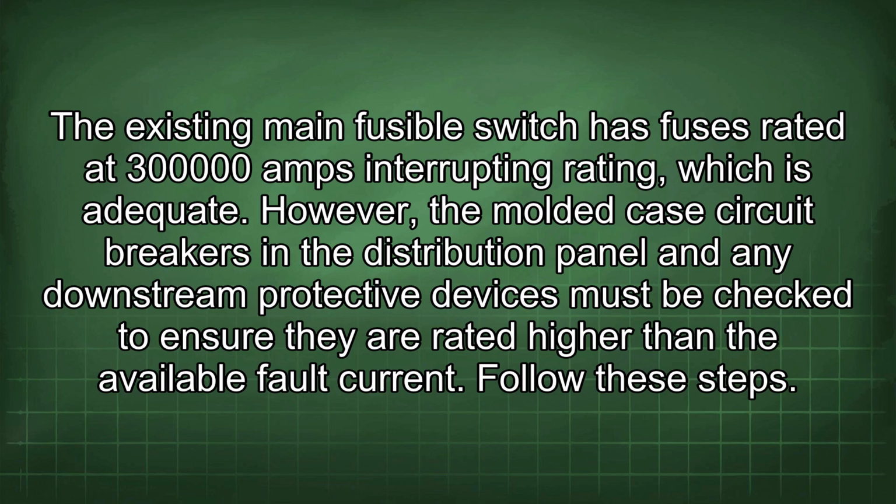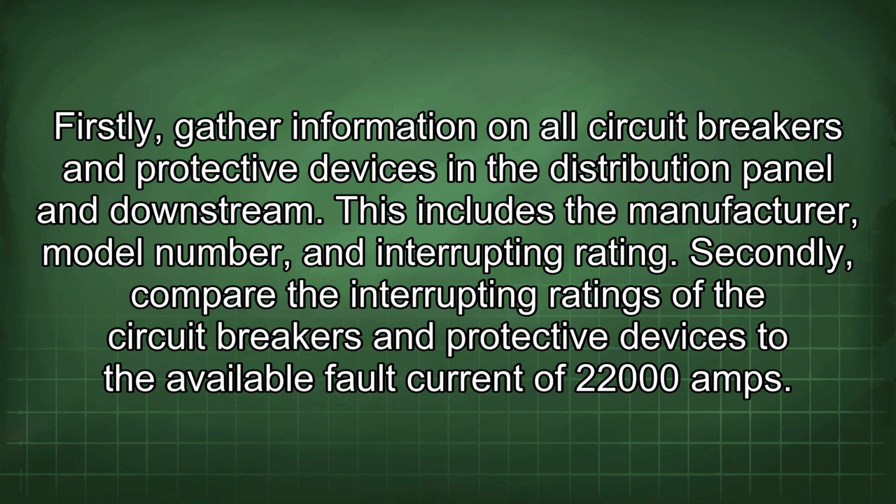However, the molded case circuit breakers in the distribution panel and any downstream protective devices must be checked to ensure they are rated higher than the available fault current. Follow these steps. Firstly, gather information on all circuit breakers and protective devices in the distribution panel and downstream. This includes the manufacturer, model number, and interrupting rating. Secondly, compare the interrupting ratings of the circuit breakers and protective devices to the available fault current of 22,000 amps.